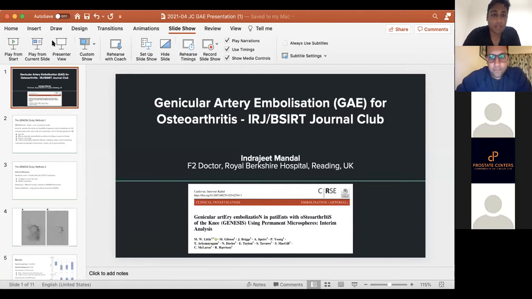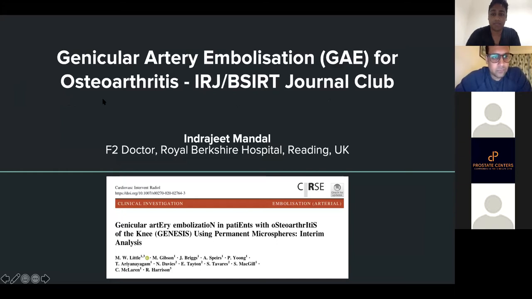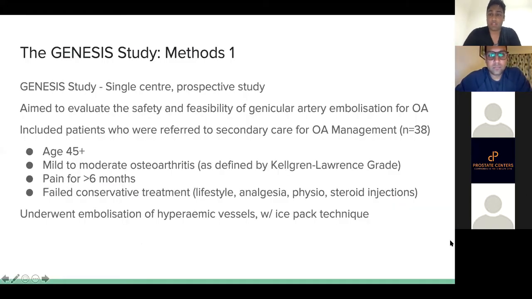So I hope everyone can see the screen. Thanks, Shine, for that summary of osteoarthritis and GAE. My name's Indra, I'm an F2 at the Royal Berkshire in Reading, and I'm just going to be talking through the paper of the Genesis study, which covers genicular artery embolization. We'll go through the methods and results, and then a few thoughts I had reading the paper.